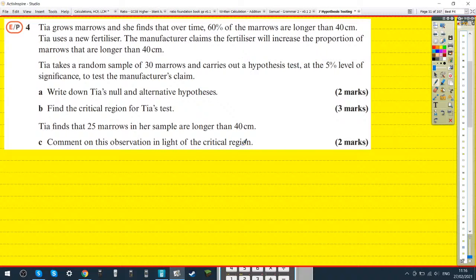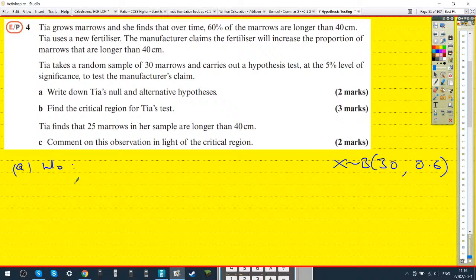So would her null hypothesis be equals 0.6? What equals 0.6? Would it be x is binomially distributed and then it would be 40 and then 0.6? So x is binomially distributed. Well, 40 is the number of... Oh no, it would be 30, which is the number of marrows trials. Yeah. Okay.